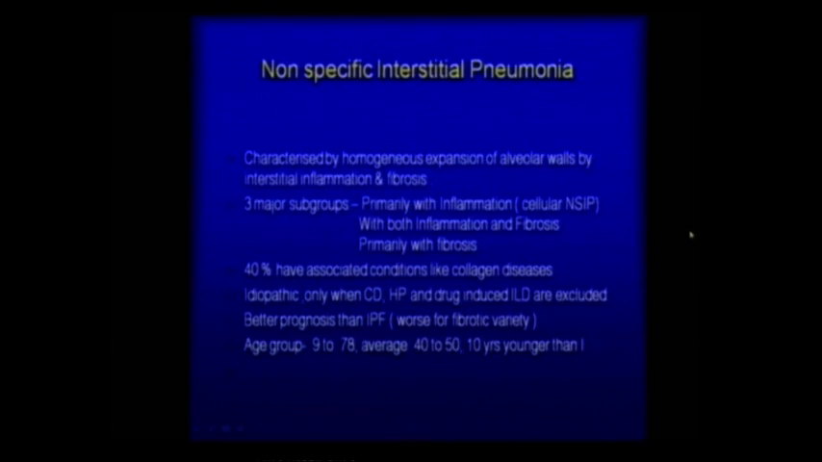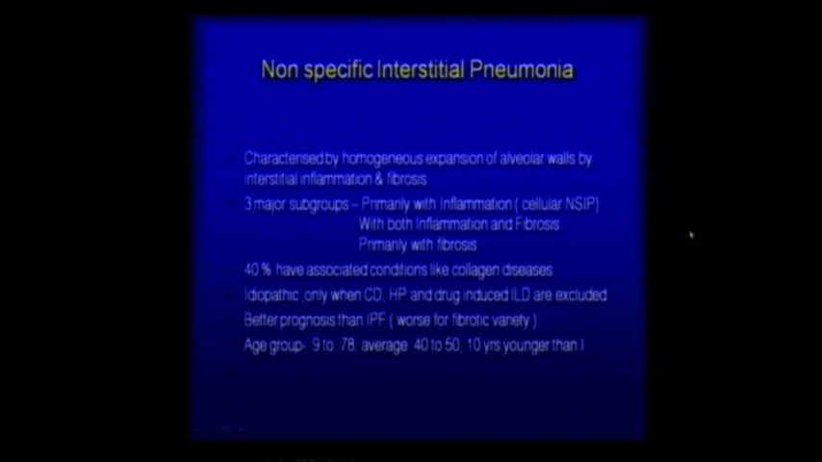Then comes non-specific interstitial pneumonia, the second commonest entity. This is characterized by a particular type of homogeneous expansion of alveolar walls by interstitial inflammation and fibrosis. And there are three major subgroups in non-specific interstitial pneumonia. One is primarily with inflammation, which is called cellular NSIP. The other extreme is primarily with fibrosis, which is called fibrotic NSIP, and an in-between group with both inflammation and fibrosis.